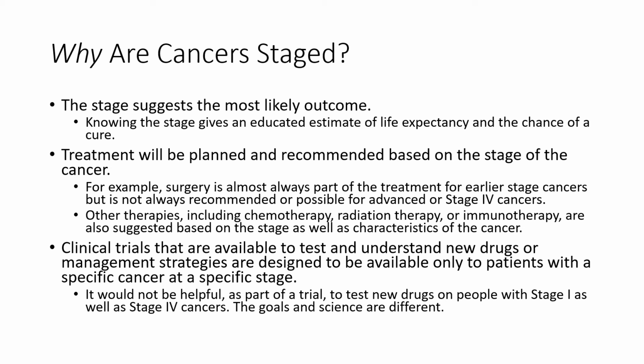Other therapies, including chemotherapy, radiation therapy, or immunotherapy, are also suggested based on the stage as well as characteristics of the cancer. Clinical trials that are available to test and understand new drugs or management strategies are designed to be available only to patients with a specific cancer at a specific stage. So it would not be helpful as part of a trial to test new drugs on people with stage 1 as well as stage 4 cancers. The goals and science of the stage of the cancers are different.